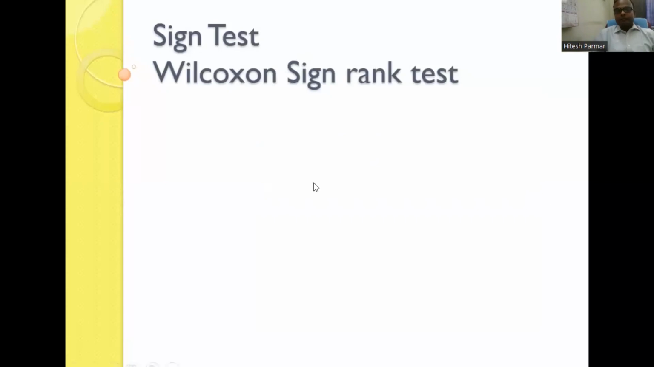The second type of non-parametric test that we are discussing is known as sign test or Wilcoxon sign rank test. So let me share my screen for this test, sign test. We have two choices available for this test, sign test or Wilcoxon sign rank test.